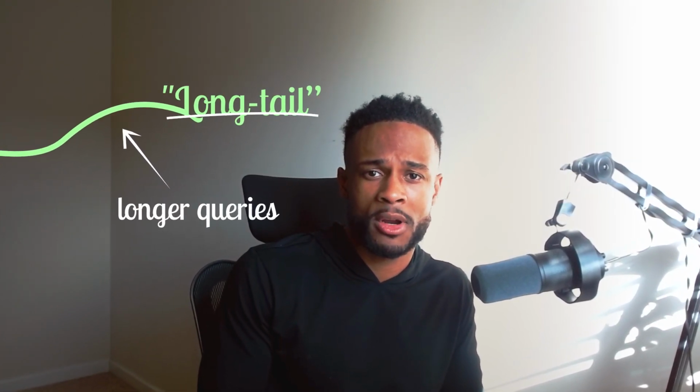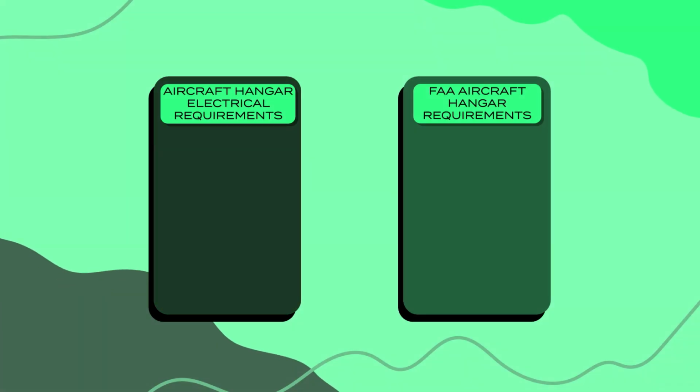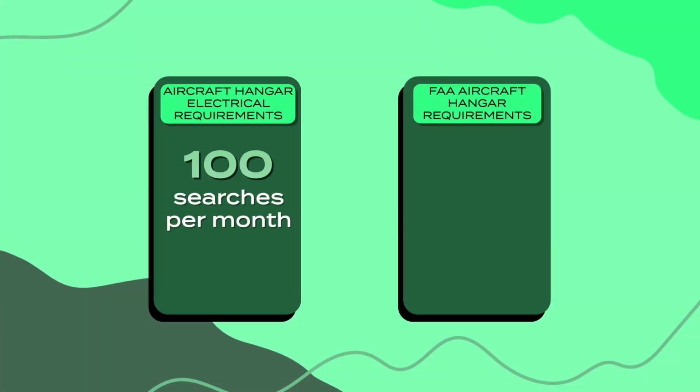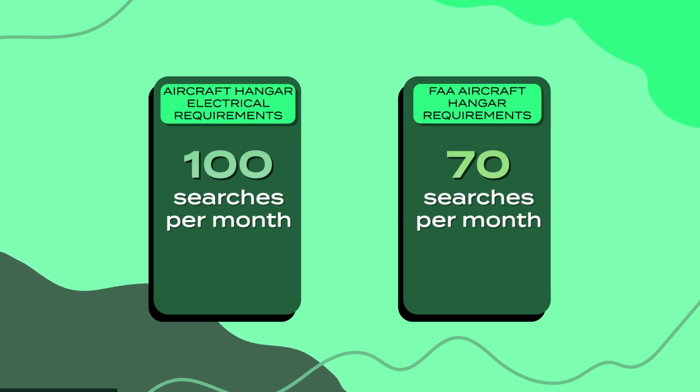So long tail keywords are helpful because they allow you to come up with longer queries that people are searching for and can validate that they have search volume. Say, for example, you're an aviation engineer. Some potential long tail keywords that would make great blog posts might include aircraft hangar electrical requirements, 100 searches per month, or FAA aircraft hangar requirements, 70 searches a month.